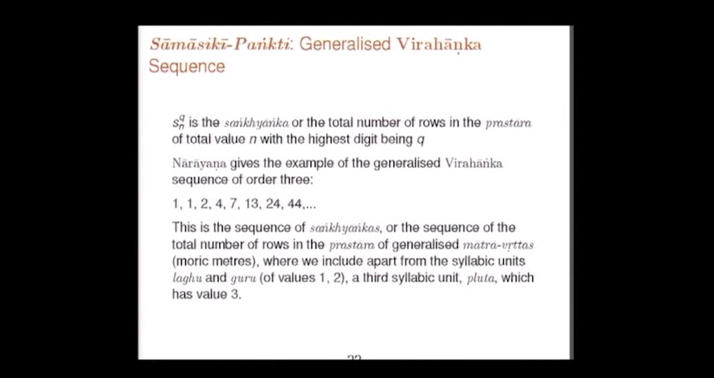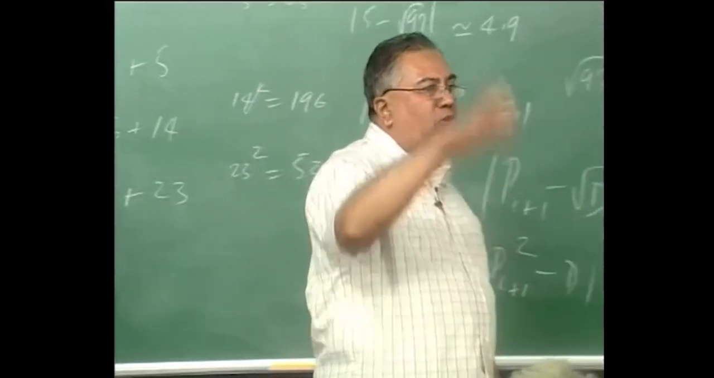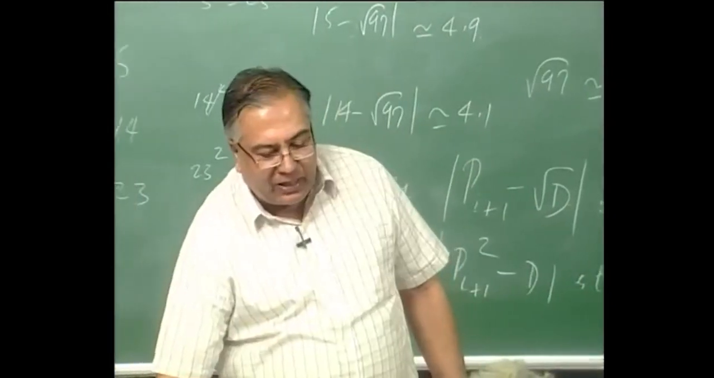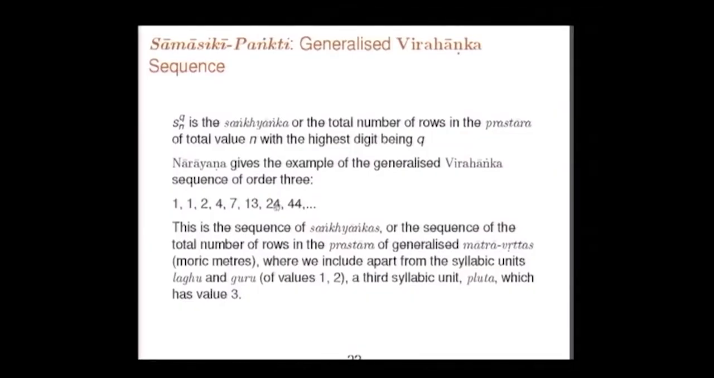You can see that they were there in that prastara. There were 7 rows, 13 rows, and 24 rows. To the right of the first 7 rows you put a 3, to the right of the next 13 rows you put a 2, to the right of the last 24 rows you put a 1. That way you generated that 47 row prastara, the 7 matra vritta prastara with 1, 2, 3. So, these are the generalized Viraha-Anka numbers of order 3.